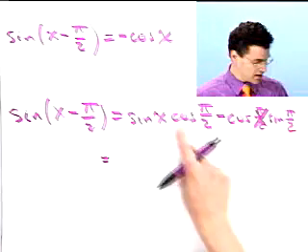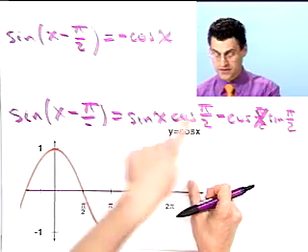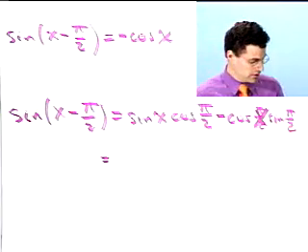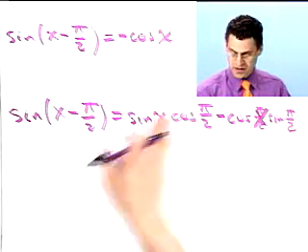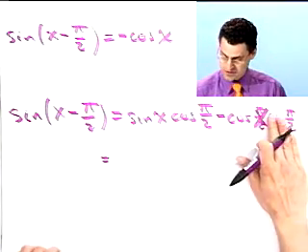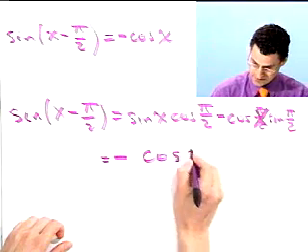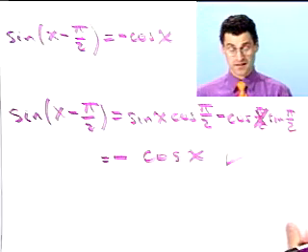So what is cosine of pi over 2? Well, cosine of pi over 2 is 0. So in fact, this term just drops out. And what is sine of pi over 2? Well, sine of pi over 2 is 1. So this term drops out, and this sine of pi over 2 becomes just 1, so I'm left with that negative sign, cosine x. And that verifies the formula that we thought. So that's pretty cool. You can verify these things using these sums and differences angle formulas.